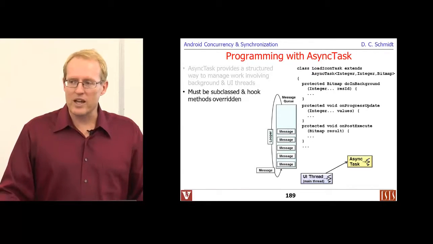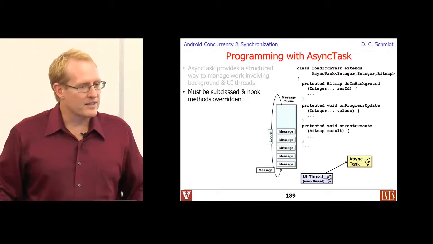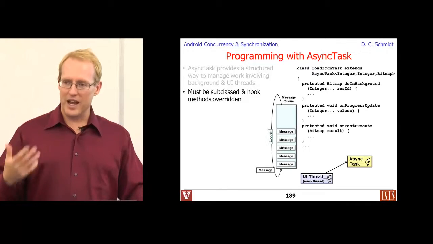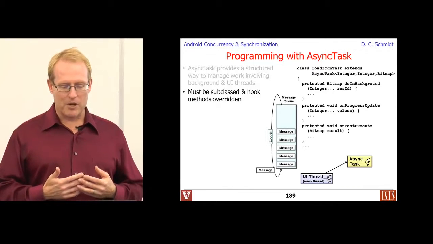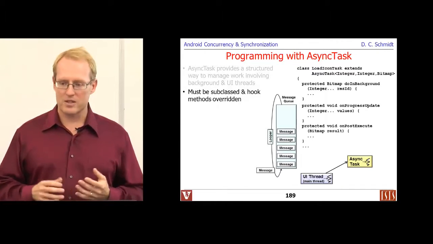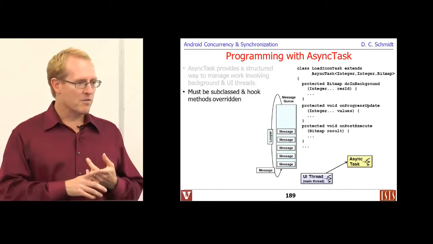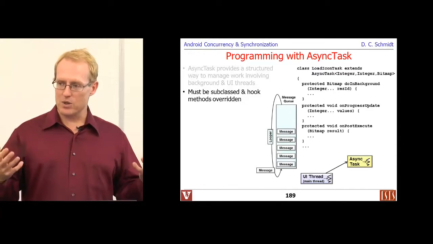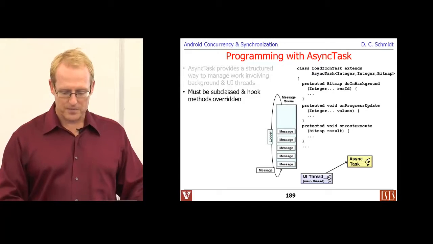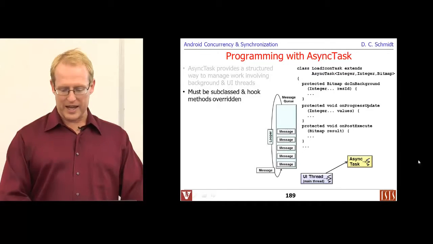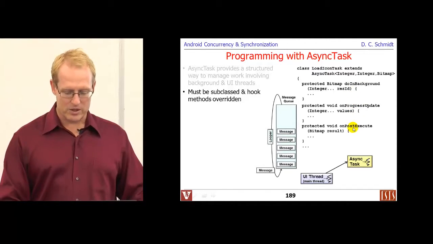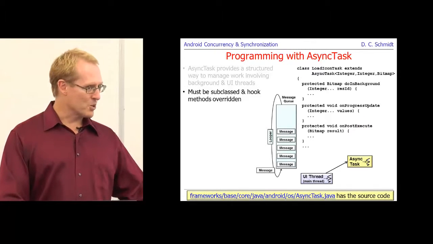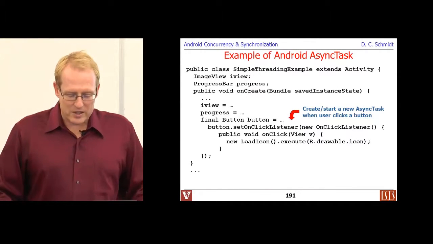The key thing to remember with the async task is that you have to inherit from async task to make your task, and you have to fill in a bunch of different kinds of template parameters that say different kinds of things about the values you expect to pass in and the value you expect to get back from certain operations. And so here we're going to have some methods like doInBackground, onProgressUpdate, onPreExecute, onPostExecute, and so on and so forth. Here's the source code. So let's take a quick look and see how this might work.